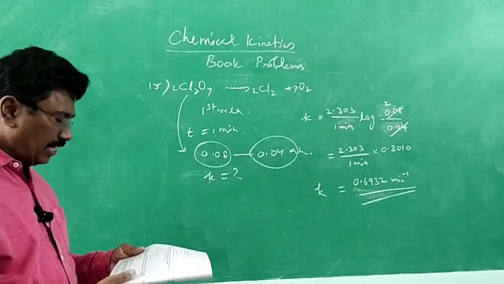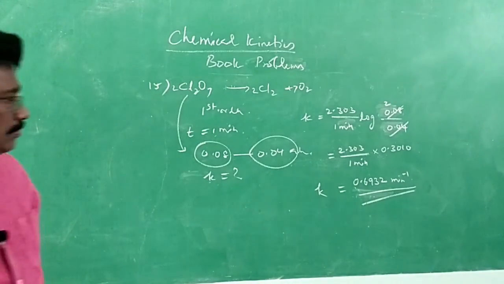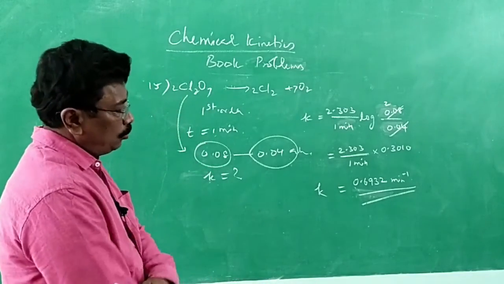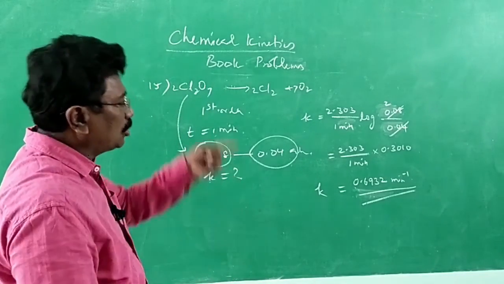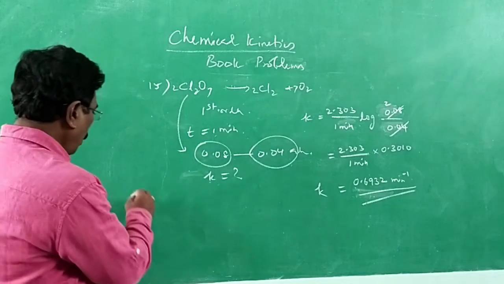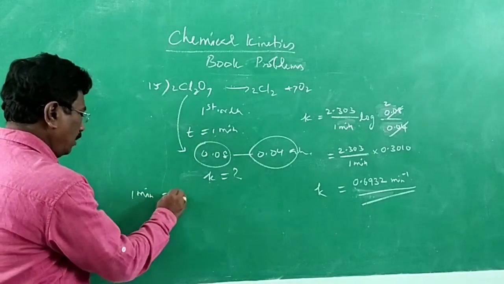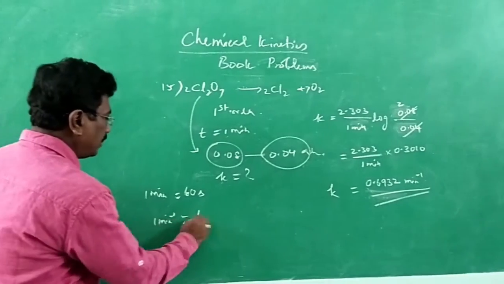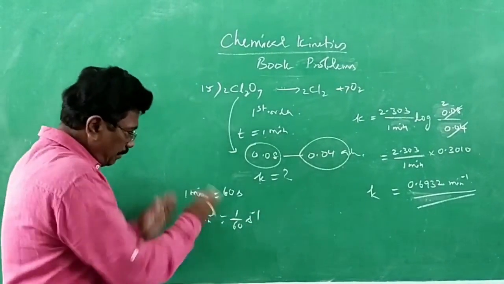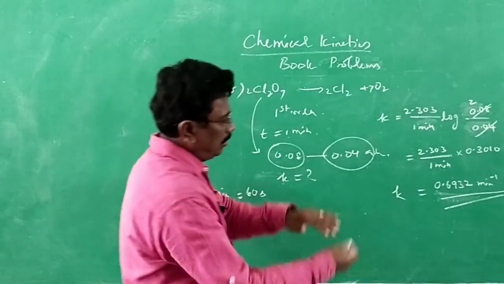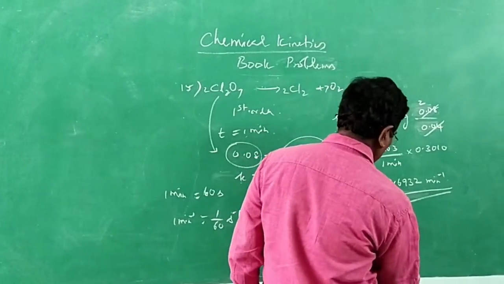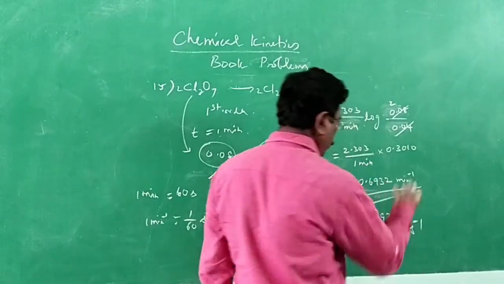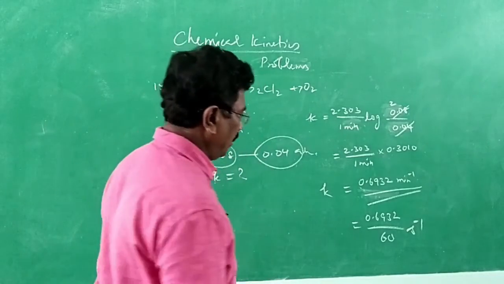You are asked to find the rate constant in per second. To convert minute inverse into second inverse, it has to be divided by 60. 1 minute is equal to 60 seconds, so 1 minute inverse is equal to 1 by 60 second inverse, the reciprocal. Therefore, it is equal to 0.6932 divided by 60 second inverse. You just do the calculation. It is 60 only.